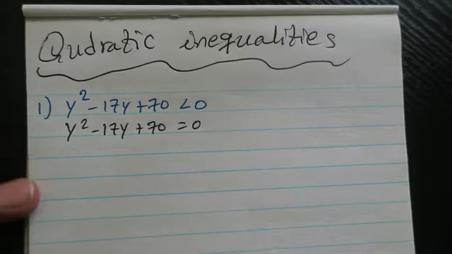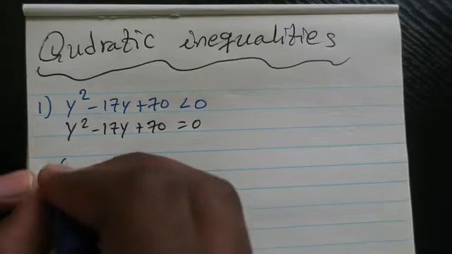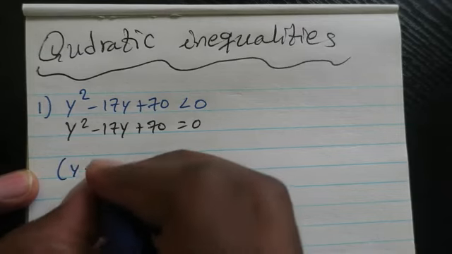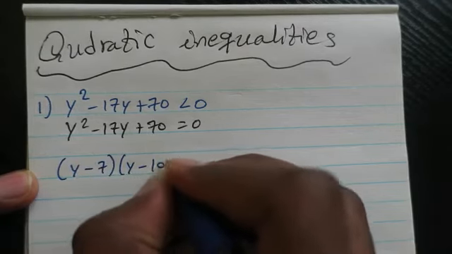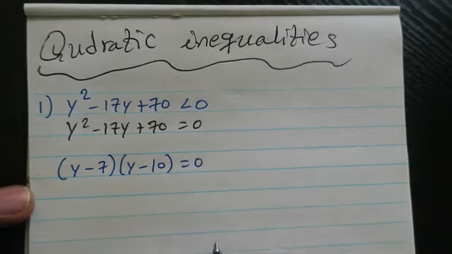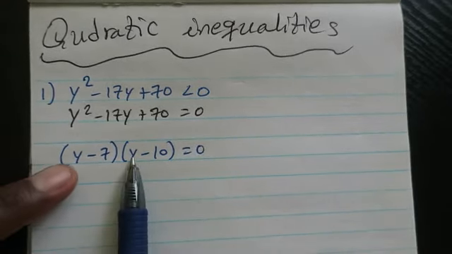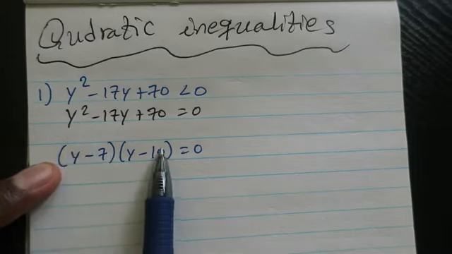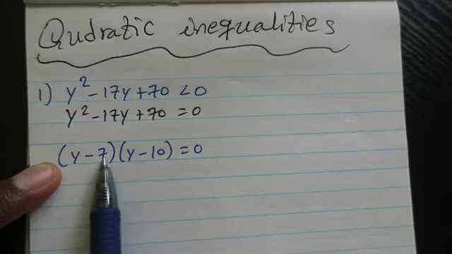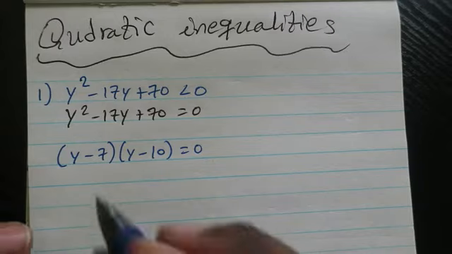This problem right here, I can solve by factoring. It factors to y minus 7 and y minus 10. Y times y will give you the y squared. Negative 7 times negative 10 equals 70. And of course, if I add the negative 10 and negative 7, it should give me the middle term, which is negative 17.